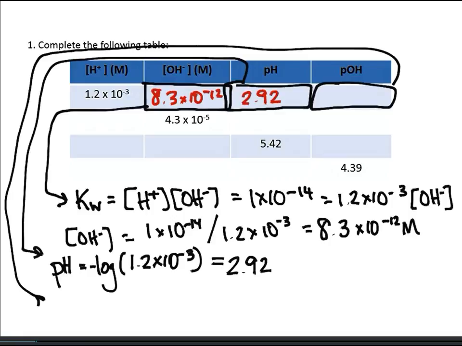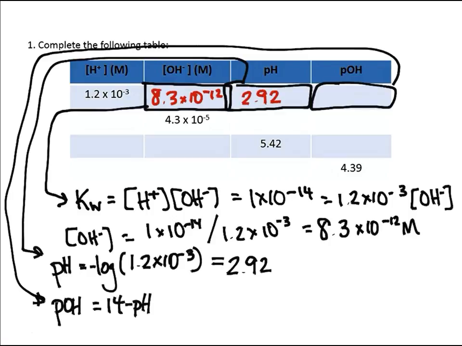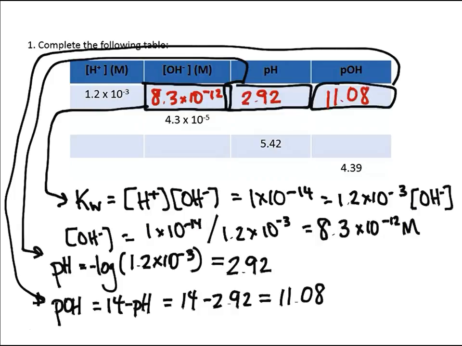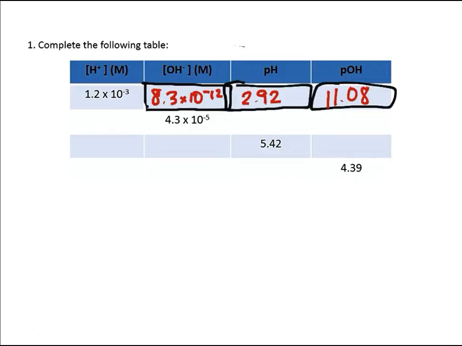pOH is the negative log of the hydroxide ion concentration, or 14 minus the pH, which gives you 14 minus 2.92, which is 11.08. Another way to do this problem is that pOH is the negative log of the hydroxide ion concentration, which is here, 8.3 times 10 to the minus 12. Solving it that way should give you the same exact answer. And the same sig figs.